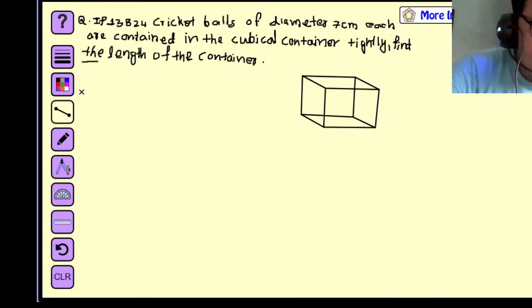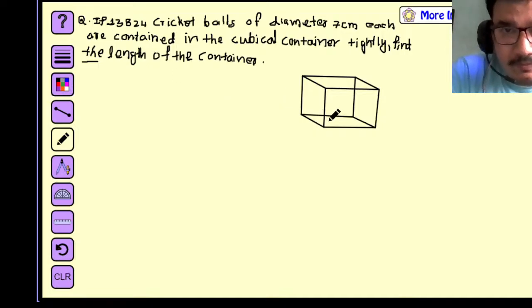And in this cubical container, the cricket balls are kept here, okay? Here, we know that this is length, this is breadth, okay? And this is height. These all are equal because this is the cubical container.